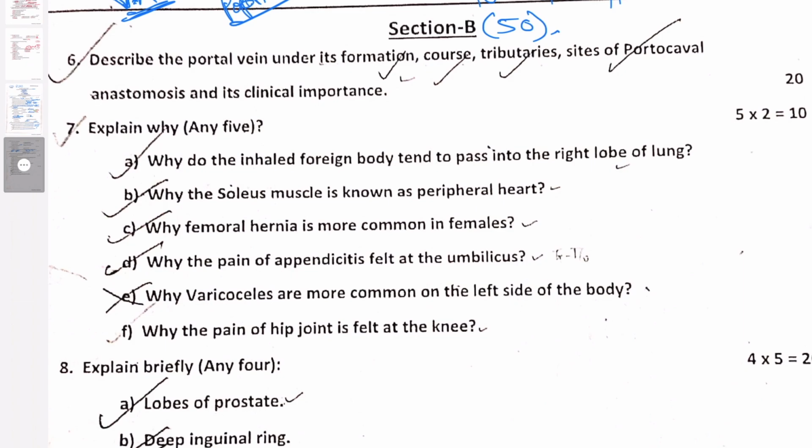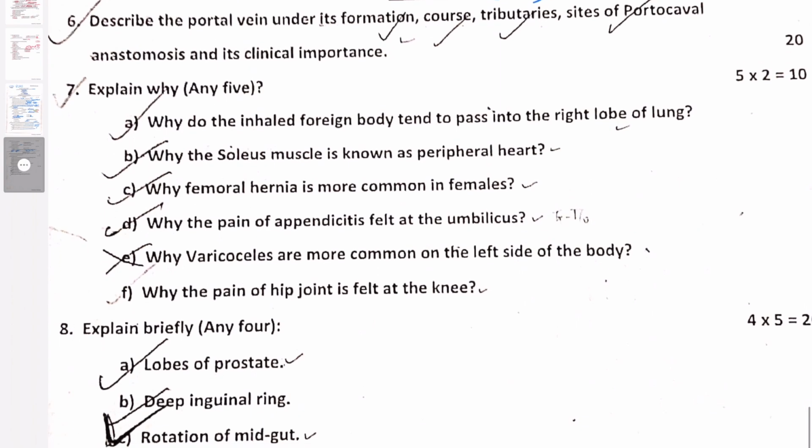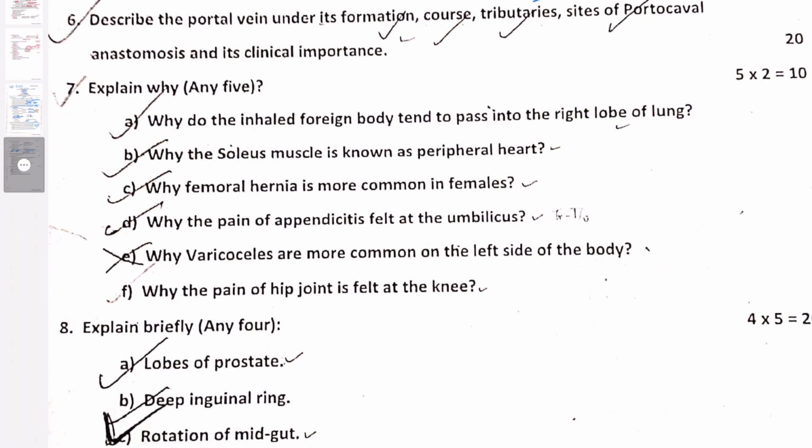Why is the soleus muscle known as a peripheral heart? Of course, it has a lot of venous sinusoids within it, which communicate with the perforator veins to the deep veins. So, contraction of soleus helps to pump the blood against gravity. Why is femoral hernia more common in females? Wider pelvis and the wider canal in females, and shorter blood vessels, and of course, being gravid, in pregnancy, there is more compression of the structures in the inguinal region. So these are the few reasons why femoral hernia is common in females.